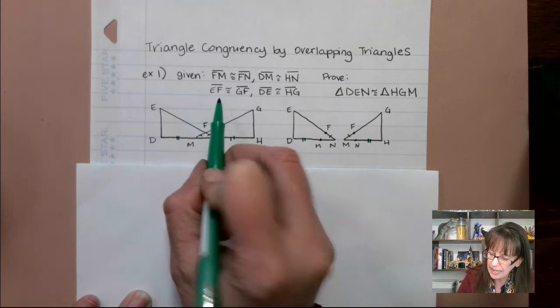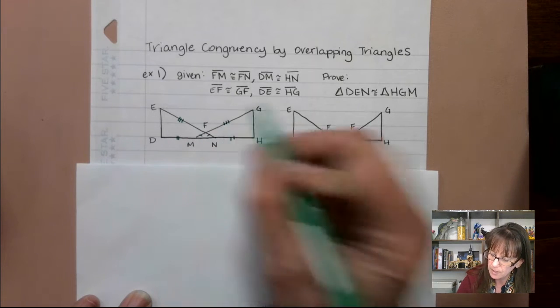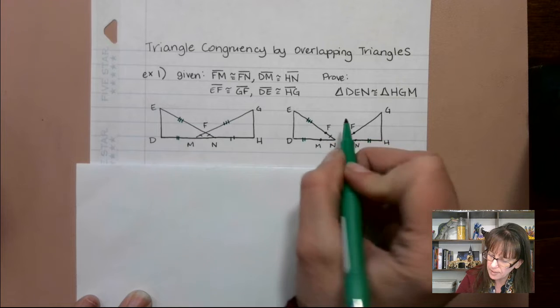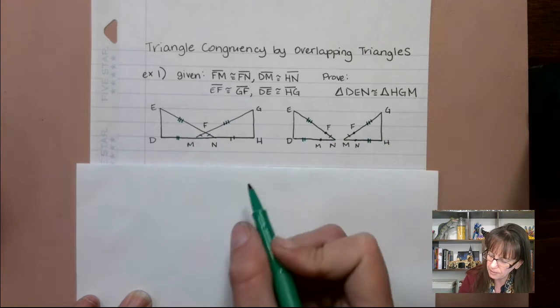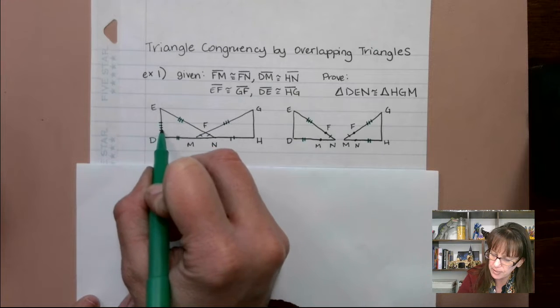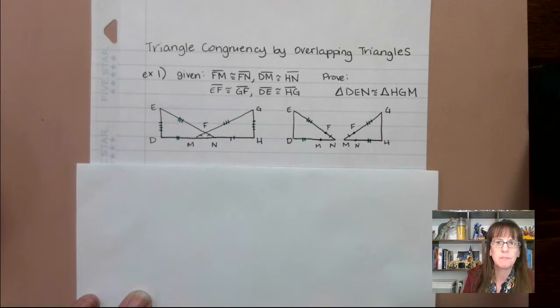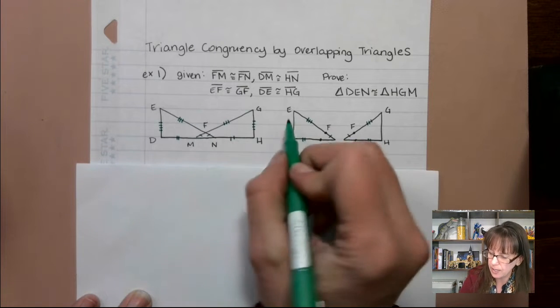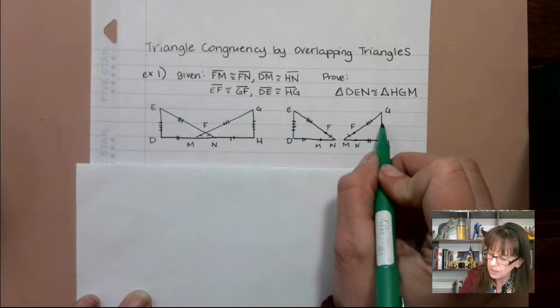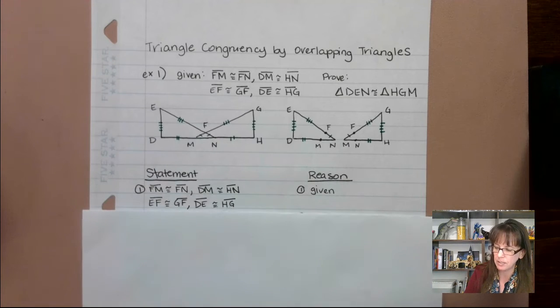We know that EF is congruent to GF. And we know that DE is congruent to, so I'm going to do a little 4 dash here, 1, 2, 3, 4. So I'm just putting in those dashes there, and 1, 2, 3, 4, and 1, 2, 3, 4. Okay, so that is what we know. So we're going to write those down as our givens.